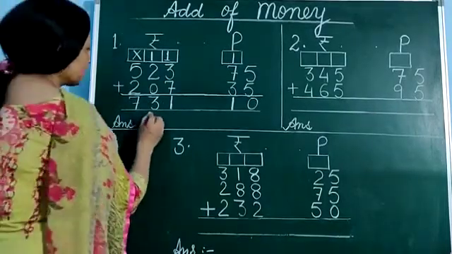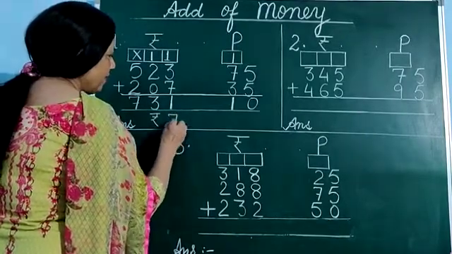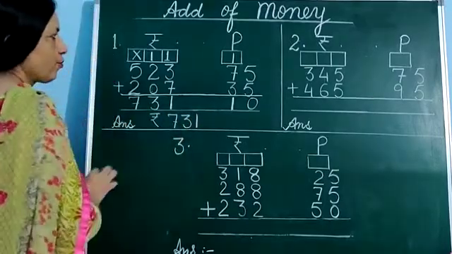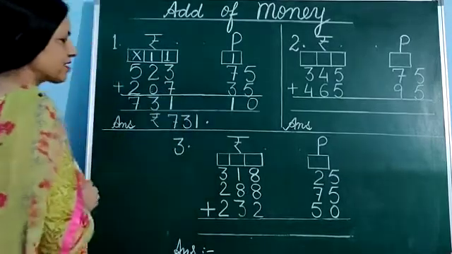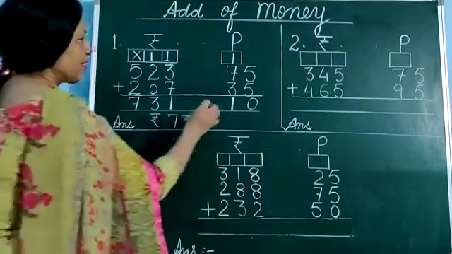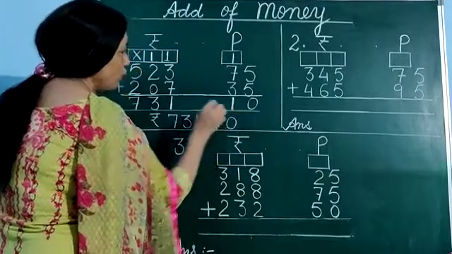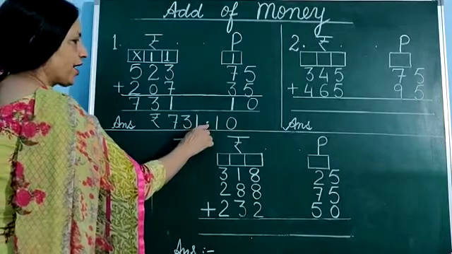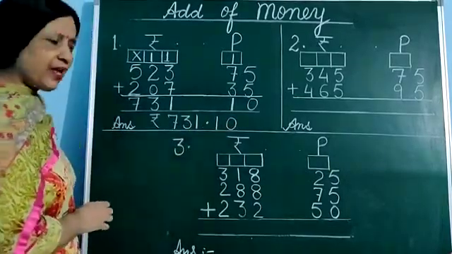Now what will be the answer? Rupees 731. Put dot in place of paise and then write down 10. So we get the answer rupees 731.10. Is it clear, beta?